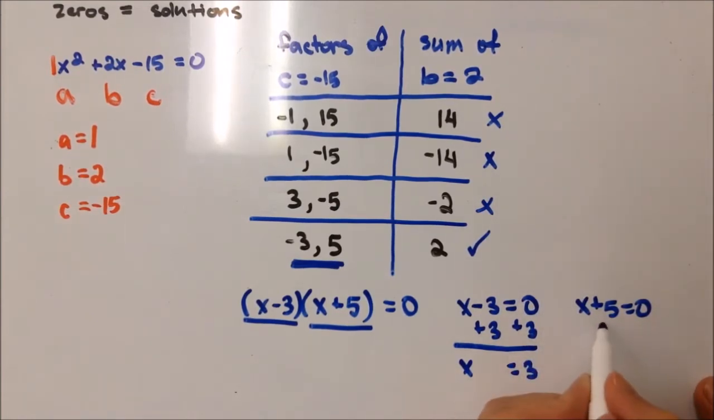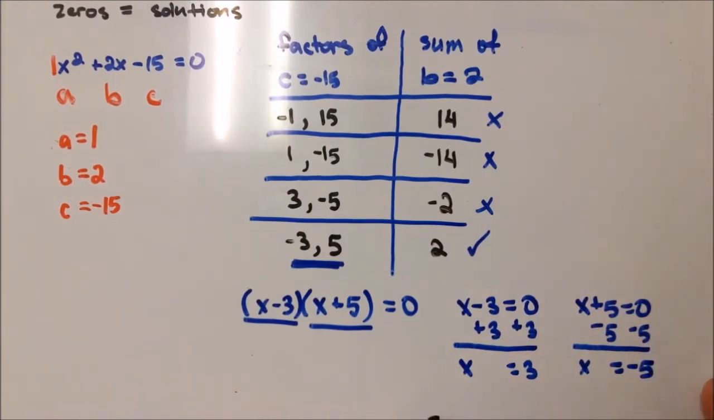Over here, I'm going to subtract 5 from both sides to get x alone. So I will have x by itself because these cancel out. 0 minus 5, so that's negative 5. So I got two answers.